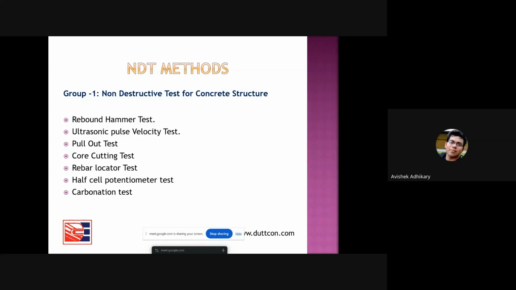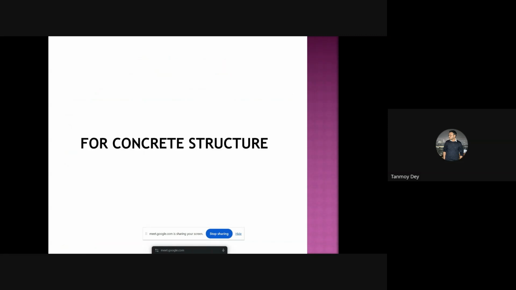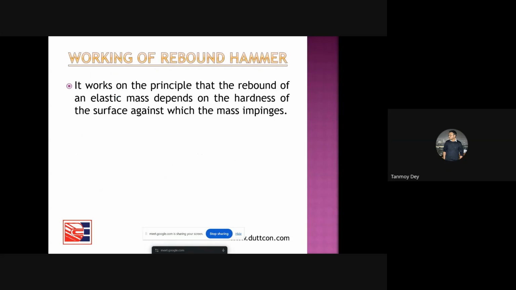Sir, if I think the PPT is stuck. We are in the NDT methods space only. yes, I'm just moving one by one. Okay, okay, Next, okay. no, next. No.